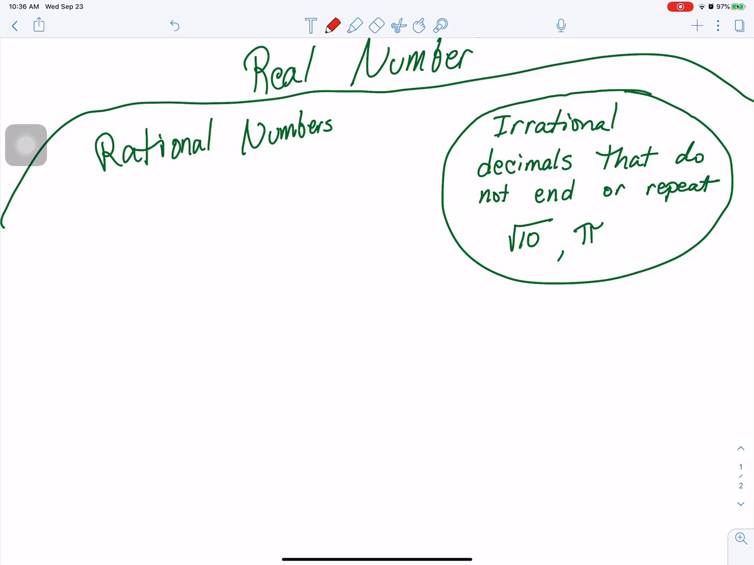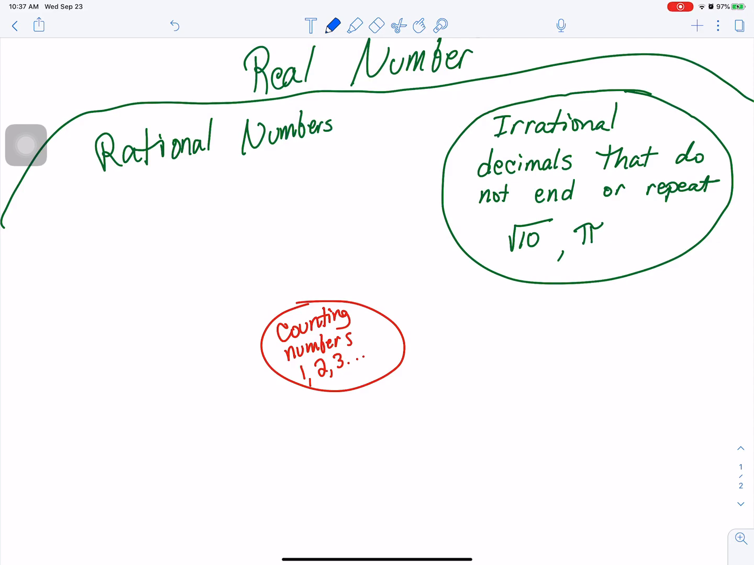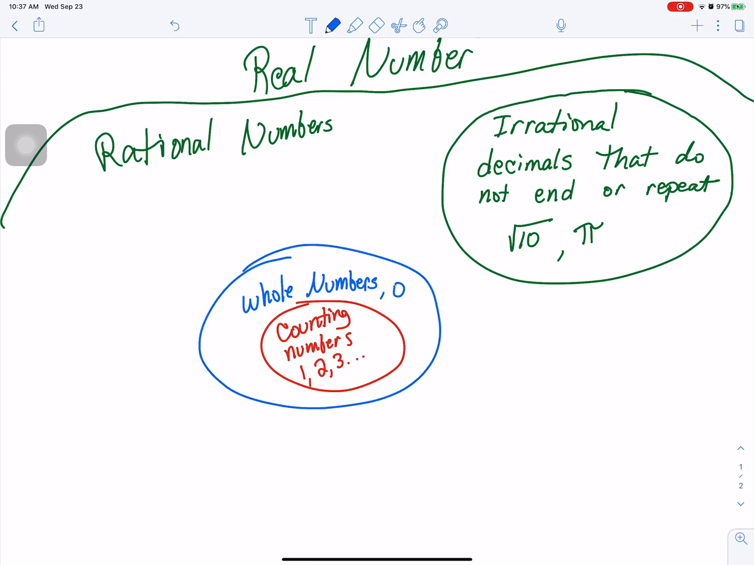Rational numbers have a group of counting numbers. And that's like the first thing you learn. 1, 2, 3, those are all considered counting numbers. Counting numbers are a part of a bigger group of whole numbers. Whole numbers just adds in a 0. So the difference between counting numbers and whole numbers is 0. So it's 0, 1, 2, 3. So it's like all of these circles are concentric because they are all within each other.